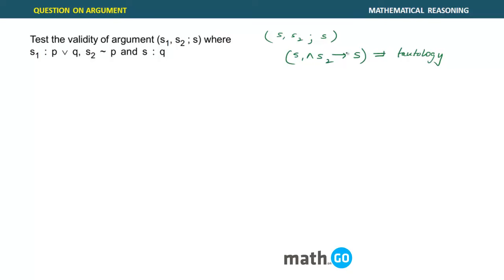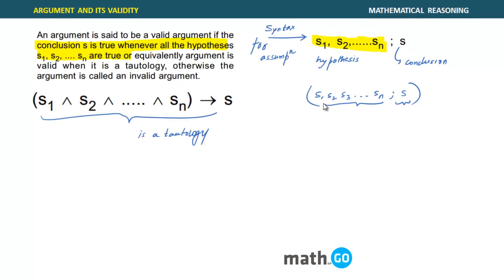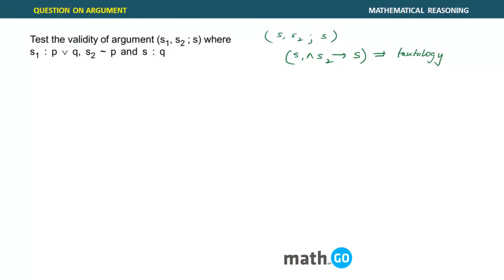So for arguments, what you people have to do, just go back and see that all the statements or the hypotheses were taken with the AND operator. They were taken with the AND operator and then implication and then conclusion. Okay. Now let's start doing this particular problem then.